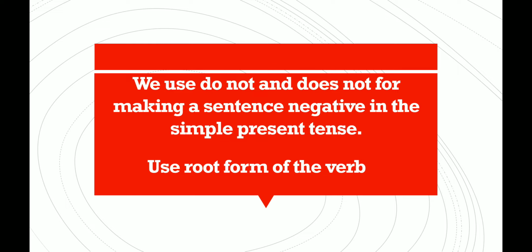If there is a helping verb, we just add not with the helping verb. Like "she is talking," we can say "she is not talking" because "is" is a helping verb. But in simple present tense, there is no helping verb. So what are we going to use? We are going to use the root form of the verb in the negative sentence.